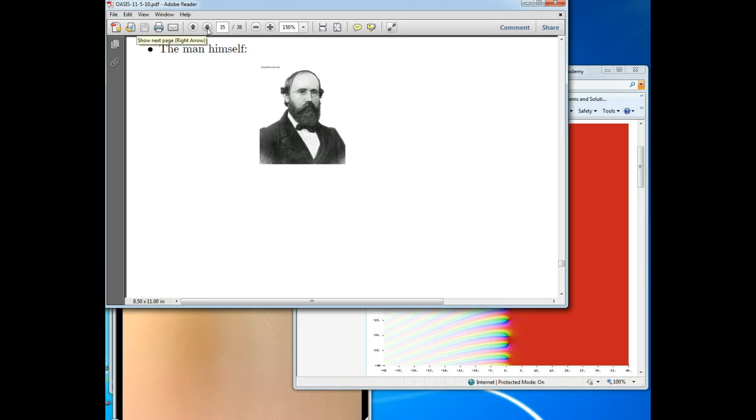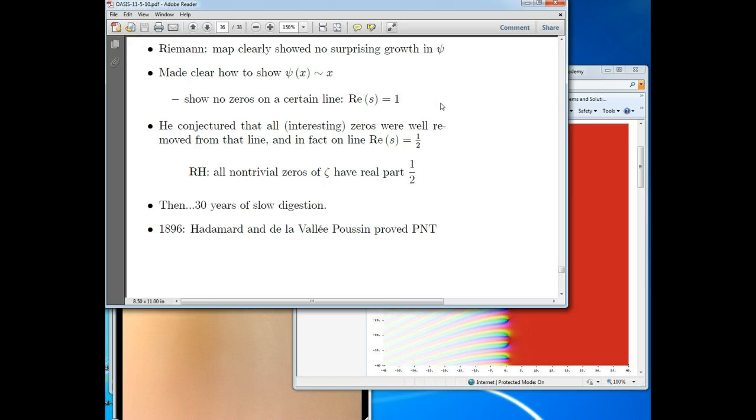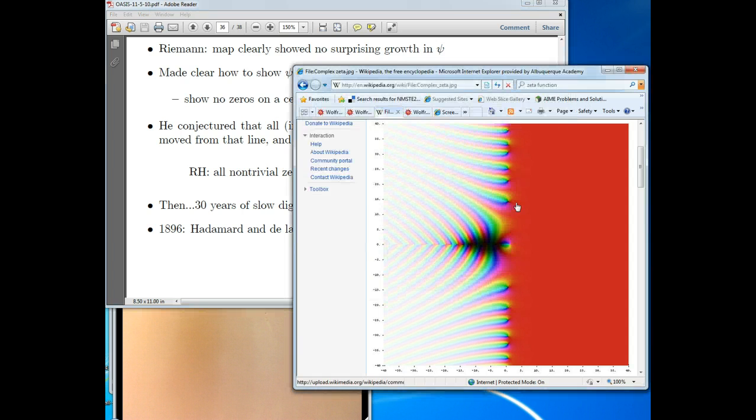And here's a picture of the man himself, Bernhard Riemann. And he's very famous for many other things, including, for example, the kind of geometry that leads to general relativity. One of the best mathematicians ever. Died young, unfortunately.